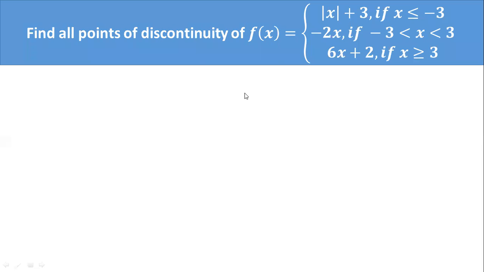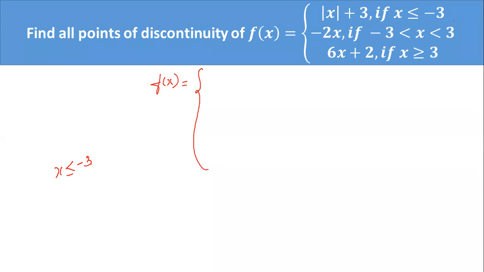And then we have 6x plus 2 if x is greater than or equal to 3. So before actually thinking whether it is continuous or not, we'll just simplify our question. This is an important question. So x less than or equal to -3, which means the value of x is negative, right?